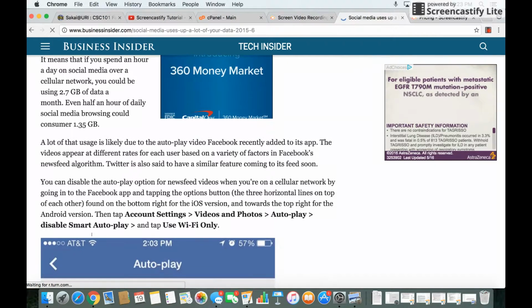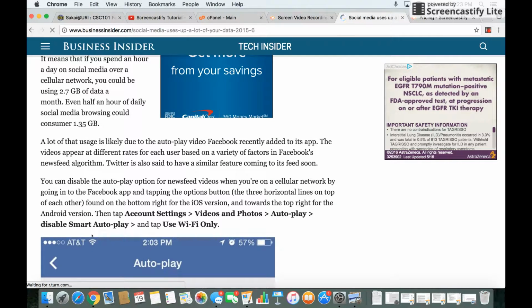And it goes on saying that a lot of the usage is likely due to the autoplay video Facebook recently added to its app.